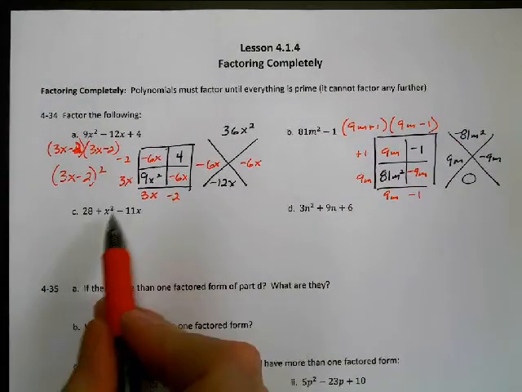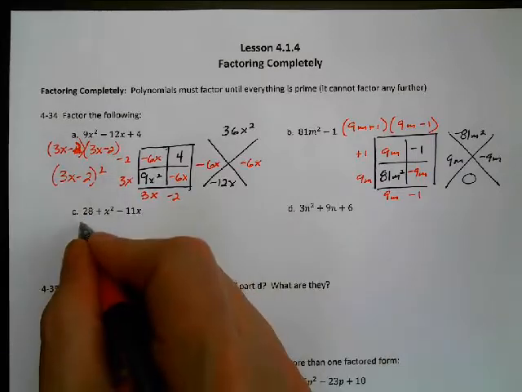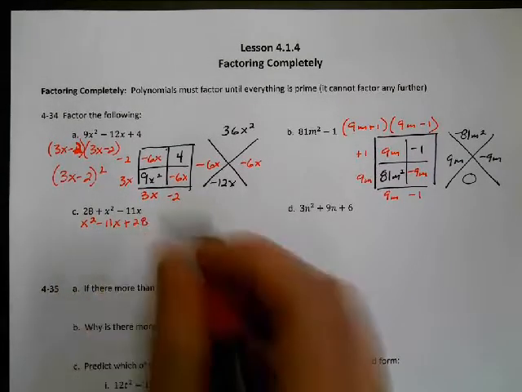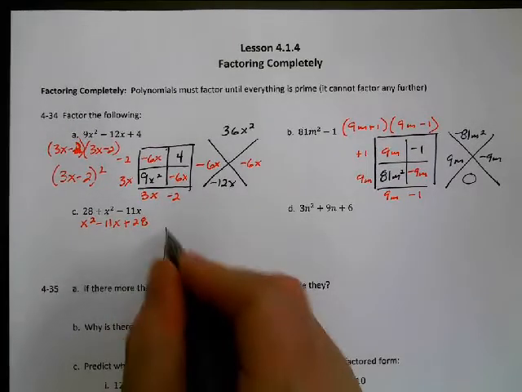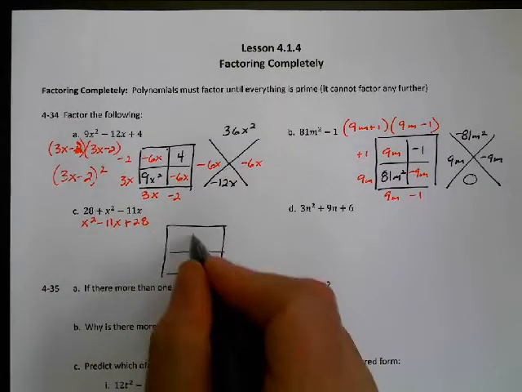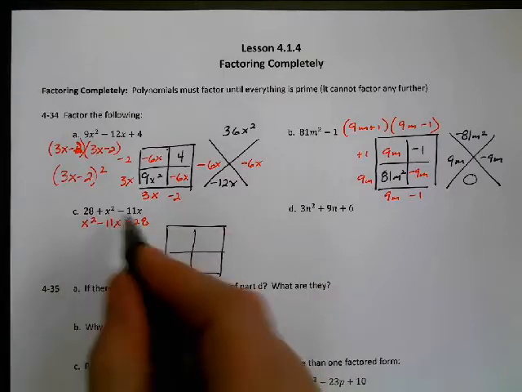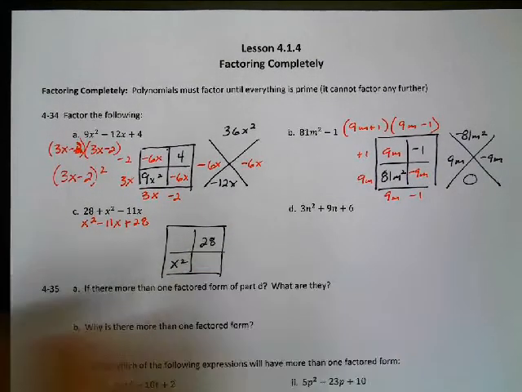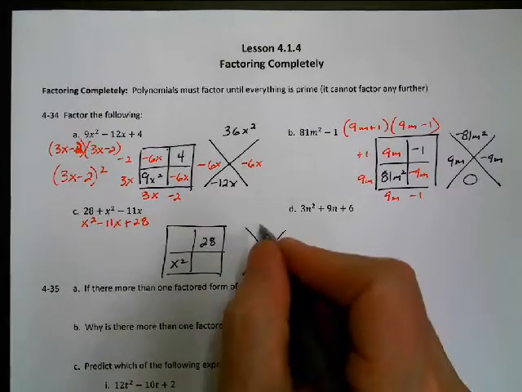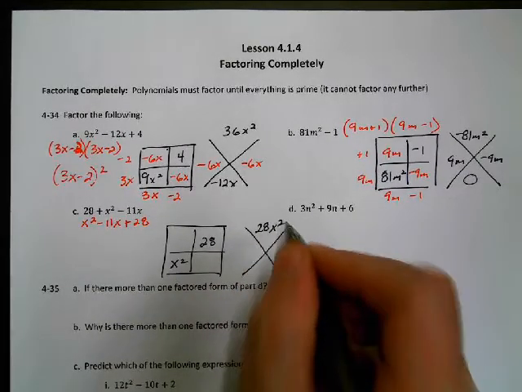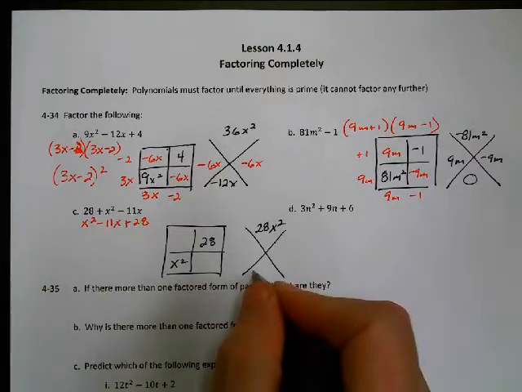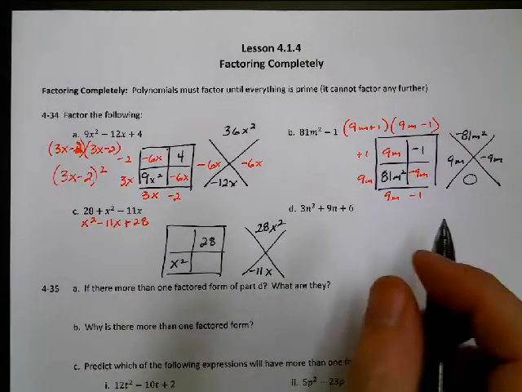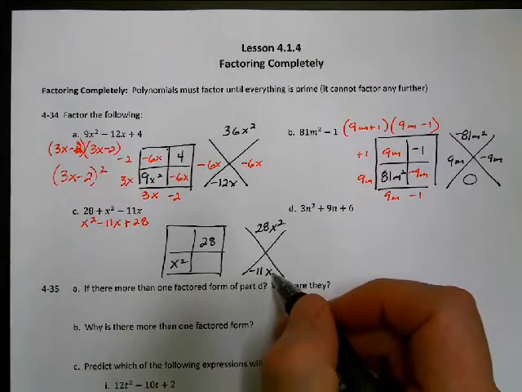Next one, we don't want them out of order. We want to put them in the correct order first. So x squared minus 11x plus 28. So setting up the area model. My area models are getting sloppier and sloppier. So I would put x squared down here, and I would put 28 over here. So when I multiply those two, I get 28x squared, and then the middle term has to be negative 11x. So I need two numbers that multiply and give me 28, but add and give me negative 11.